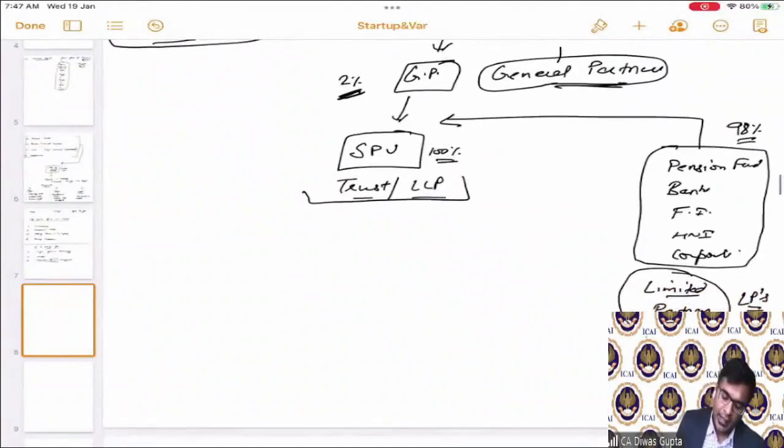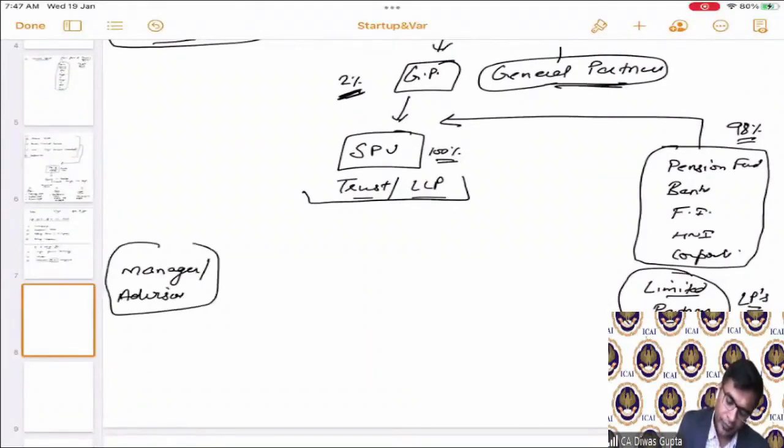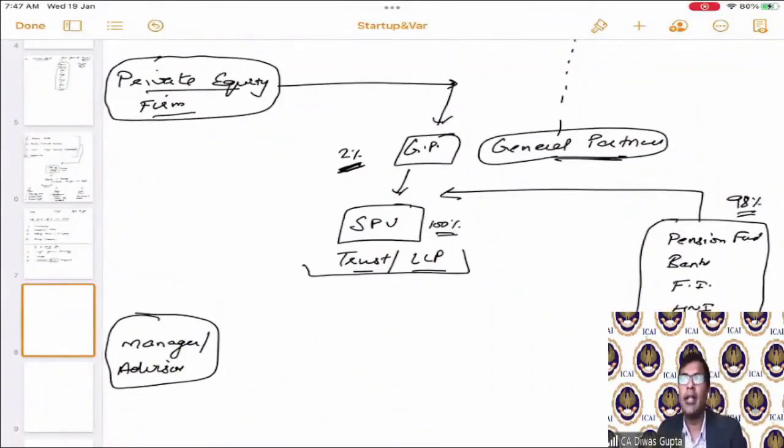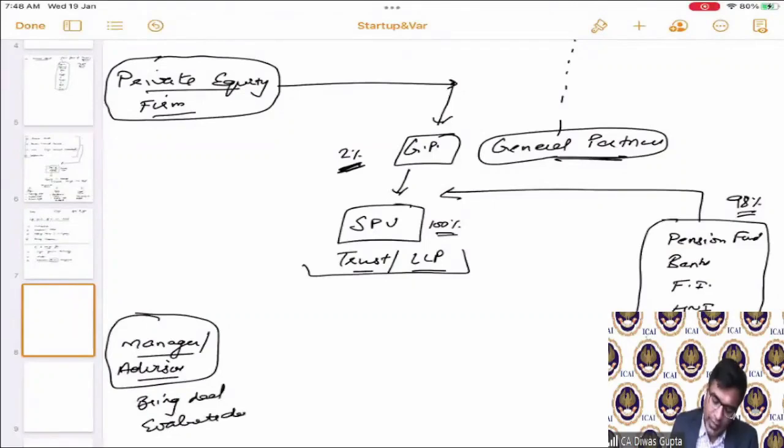Now, there is another person called the manager or advisor to the fund. These general partners are already very busy, right? They will source the funds, create the SPV, and do the deal analysis and all. So they appoint a manager or advisor to the SPV. The role of this manager or advisor is to bring the deals and also help them evaluate the deals. These managers or advisors are technical experts, and the general partners are more from the entrepreneurship background. The person having the technical expertise is this manager or advisor.